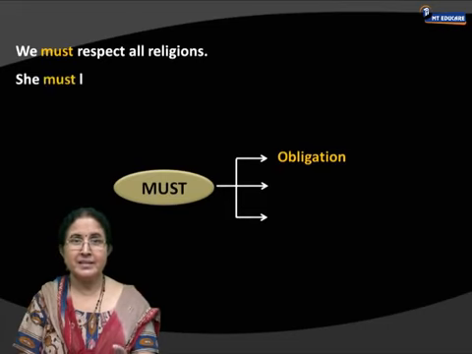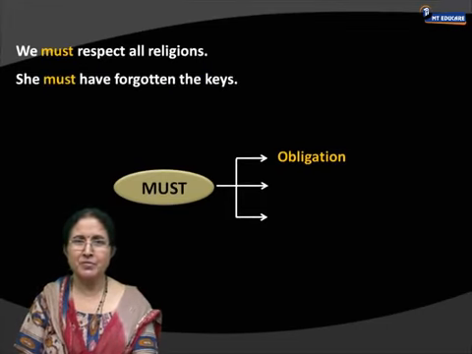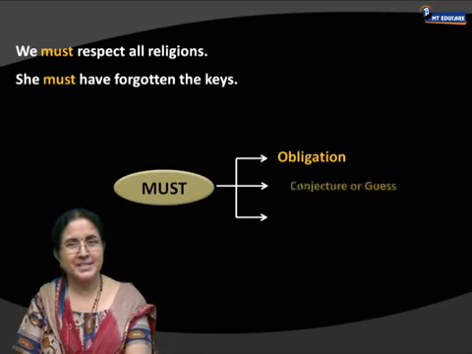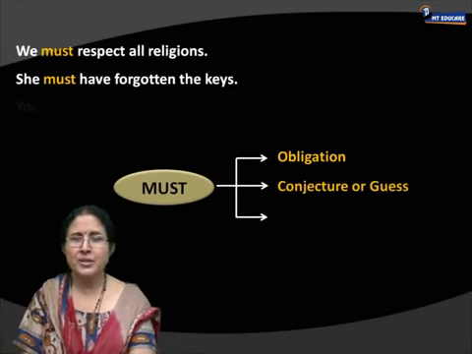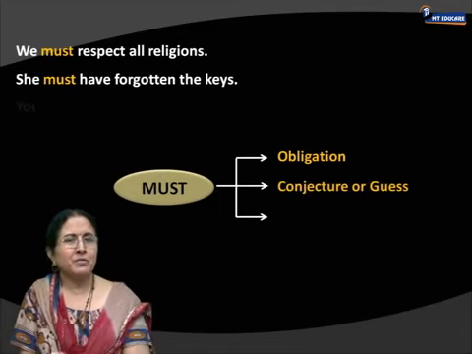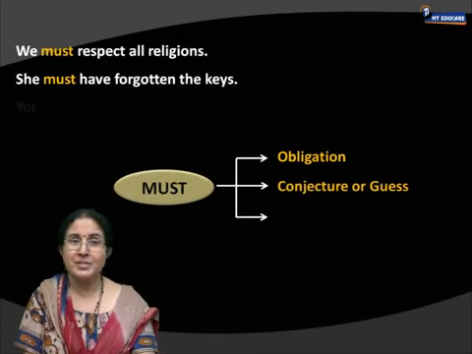Second, just see the word: she must have forgotten. Forgotten is a main verb and you have used the words must have. Here it is conjecture or guess, we say. What is conjecture? It means guess. You do not know, you are not sure whether she has forgotten the keys. So you say she must have forgotten the keys. Supposing one of your friends is absent in class, so you say, oh, he must have fallen sick.